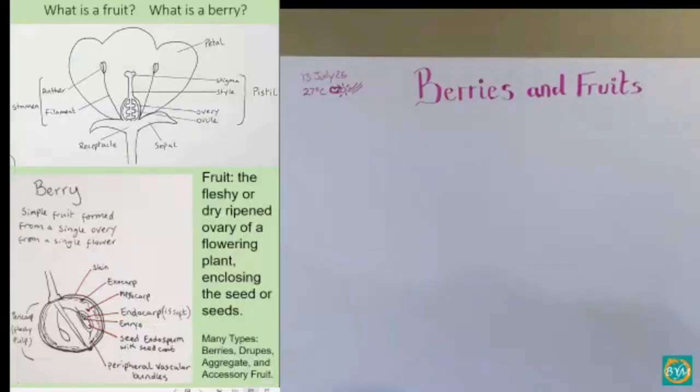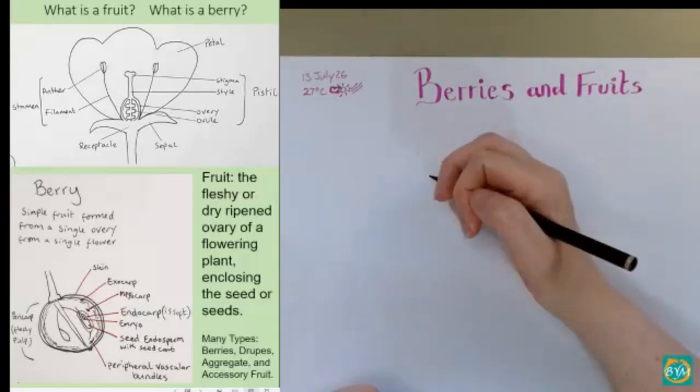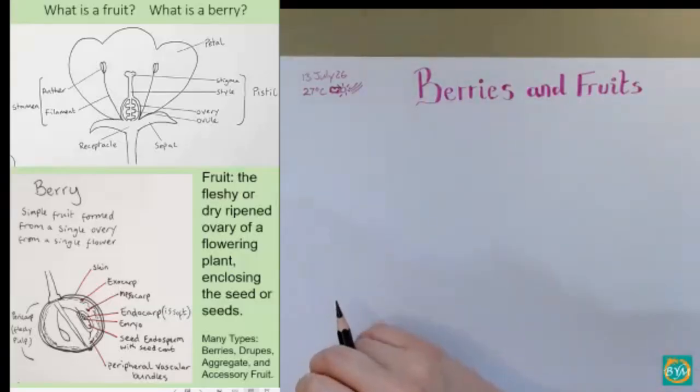So let's go into what is a fruit? What is a berry? What are we nature journaling about today? Have a think. What's the first thing that comes into mind when you think fruit? Chances are you're thinking of a couple of things that are not fruit. So let's have a look. The botanical definition of a fruit is that it's the fleshy or dry ripened ovary of a flowering plant enclosing a seed or seeds.